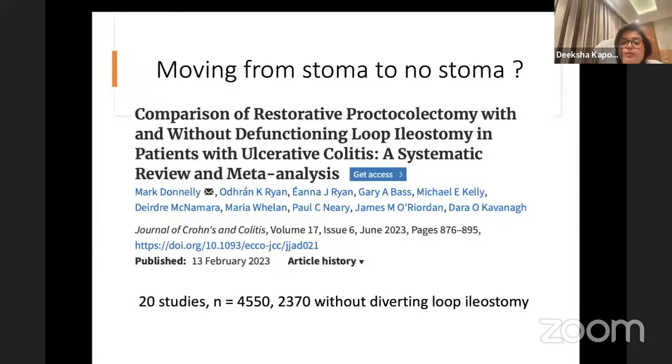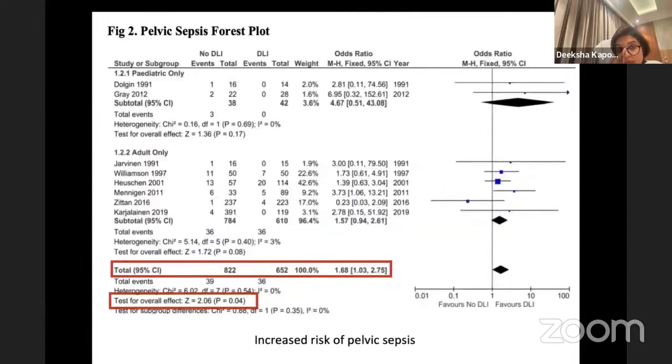So is it actually possible to move away from a diversion stoma? This is possibly the most important evidence of literature that I want to emphasize on during this presentation. This is a recent meta-analysis published in 2023 in the Journal of Crohn's and Colitis, which looked at the data from 20 studies with the total number of patients 4,500, about half of which had not received a diverting ileostomy.